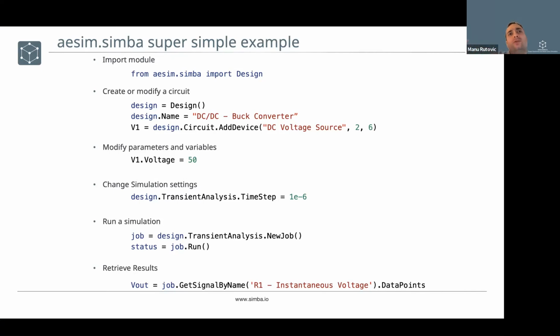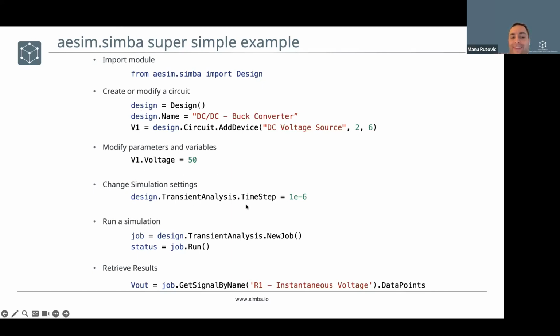Okay, but what can we do with sim.simba? To start, we have this line where we import from sim.simba the classes that we want to work with. For instance, if you want to create a new design, you will import Design. Then from the design, you can create and modify the circuits. So here, I create a new design, I give it a name, and I add a device on that design that I call V1. I can assign a value to V1, so you see how easy the syntax is.